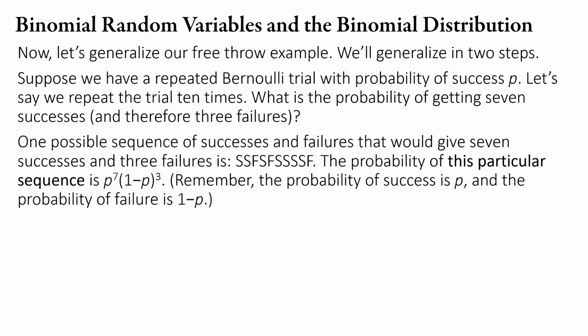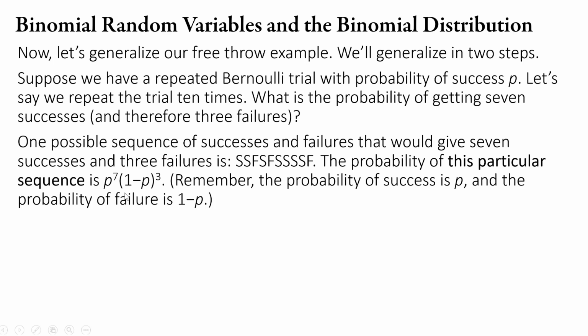One possible sequence of successes and failures that would give 7 successes and 3 failures is this one here. Success, success, failure, success, failure, success, success, success, success, failure. That's 7 successes and 3 failures. So the probability of getting this particular sequence of successes and failures is p to the 7th power times 1 minus p to the 3rd power. Because remember, the chance of getting a success is p. We have 7 copies of it, so we have p to the 7th power, and then we have 1 minus p to the 3rd power for the 3 failures in this sequence.